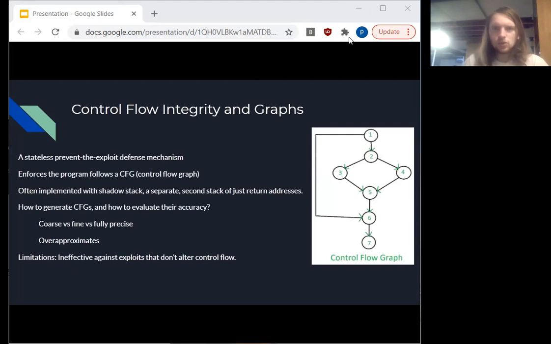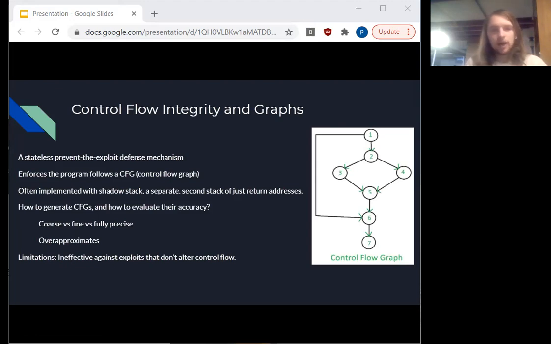So to get into what control flow integrity is, it's also important to understand what a control flow graph is. Now, control flow integrity is, once again, a security countermeasure that's prevent the exploit, and it's stateless. By stateless I don't mean agnostic to the particular program, but that through the running of the program, it's not particular about what state the program is at that time. And it does this by enforcing what's known as a control flow graph, which you can tell by this image on the right, which is essentially just a finite state machine.